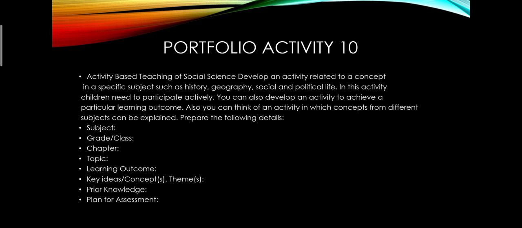Then portfolio activity 10. For activity based teaching of social science, develop an activity related to a concept in a specific subject such as history, geography, social and political life. In this activity, children need to participate actively. You can also develop an activity to achieve a particular learning outcome. Also, you can think of an activity in which concepts from different subjects can be explained. Prepare the following details: subject, grade, chapter, topic, learning outcomes, key ideas, prior knowledge and plan of assessment. This is our 10th portfolio activity, that is activity based teaching of social sciences.